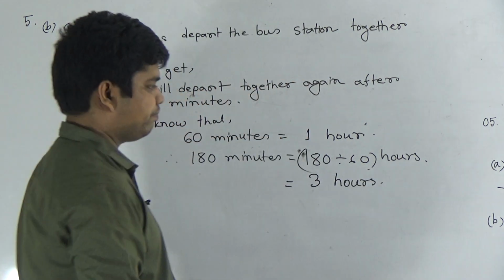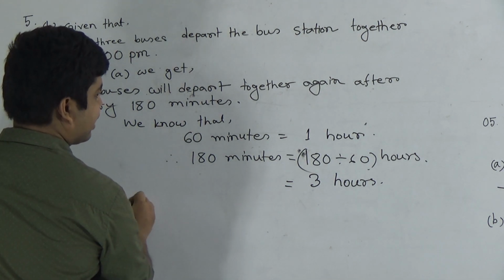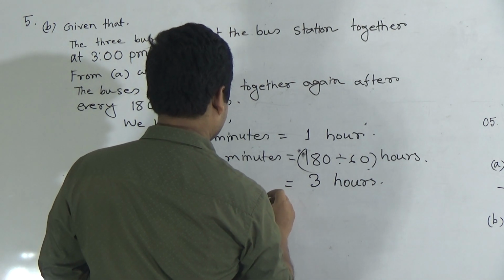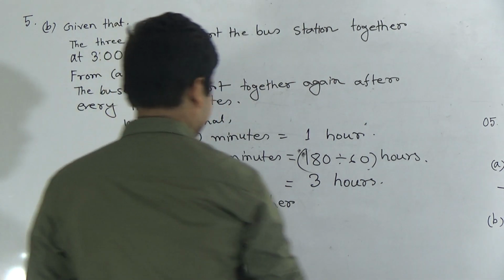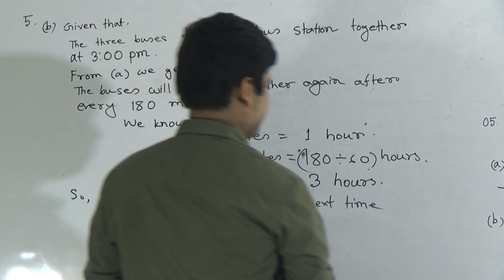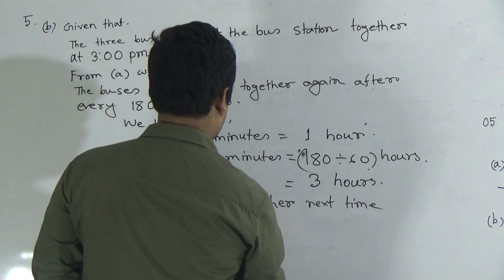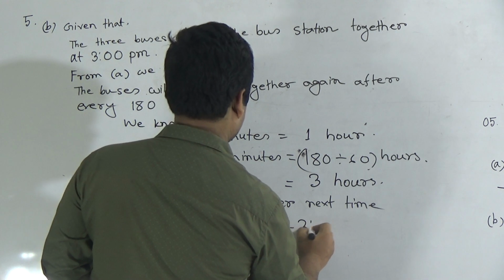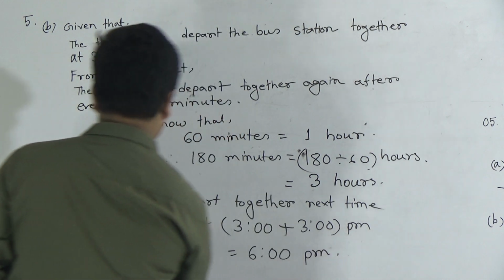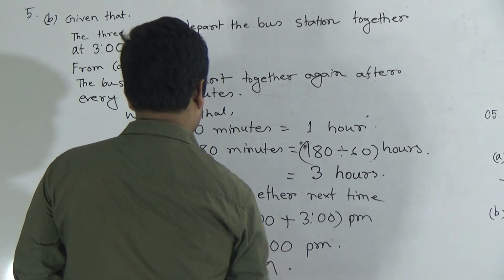Okay, then now write, so they will depart together next time at these 3 p.m. plus these 3 hours, that means 6 p.m. Now write the answer: 6 p.m. will be the required answer.